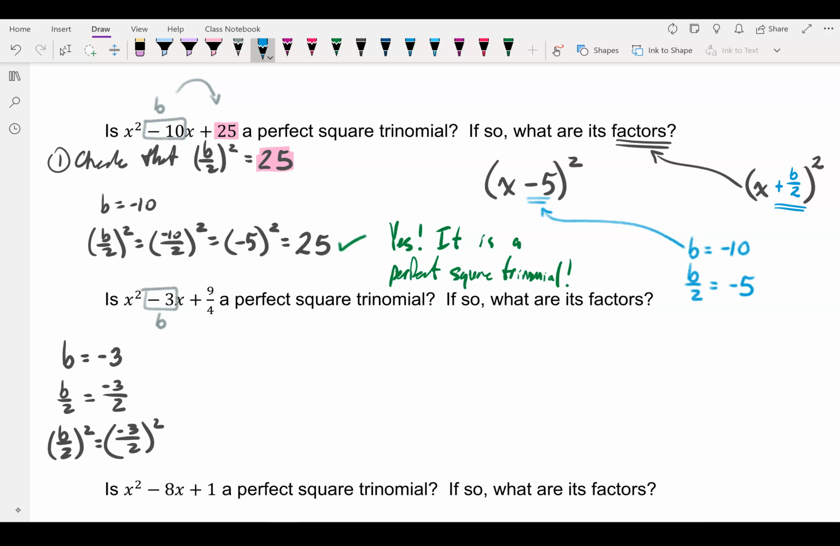Well, remember from Unit 1, you can distribute this. -3 squared is 9, positive 9. 2 squared is 4, so 9 over 4. What does that tell us? Well, the number in the middle, -3, divided by 2 and squared, should be equal to this. So they're the same. Yes, it is a perfect square.